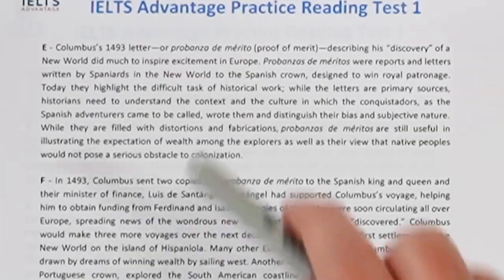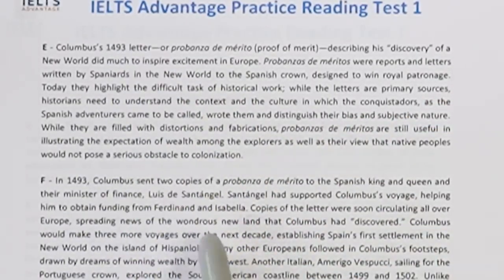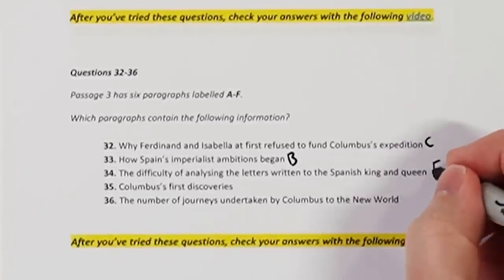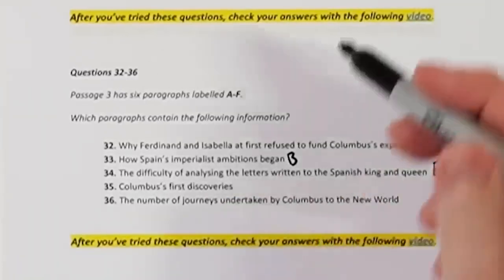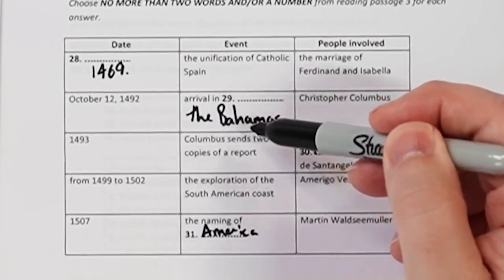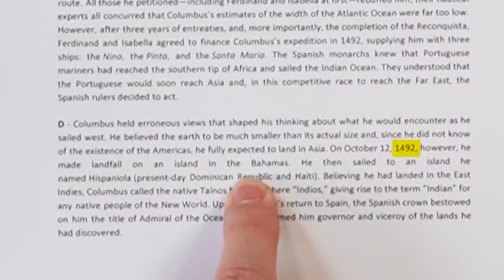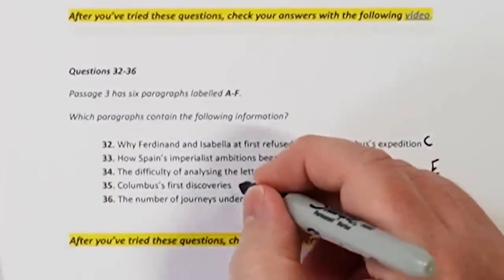But even if you didn't really understand that, this is the only place where they talk about a letter. This is more talking about a report, so we can put E in here. Columbus's first discoveries, we can go back up here, so we're talking about the Bahamas, and that was 1492, the Bahamas, that is D.